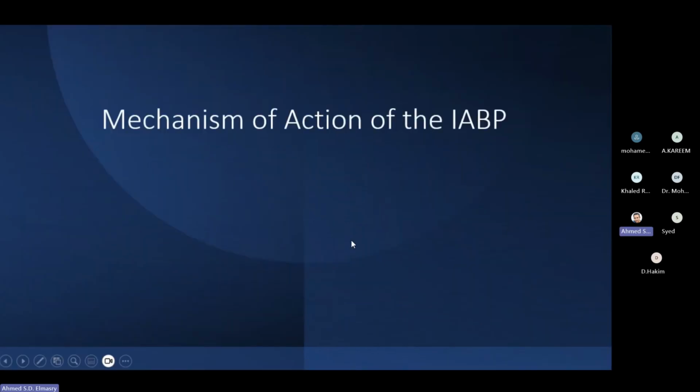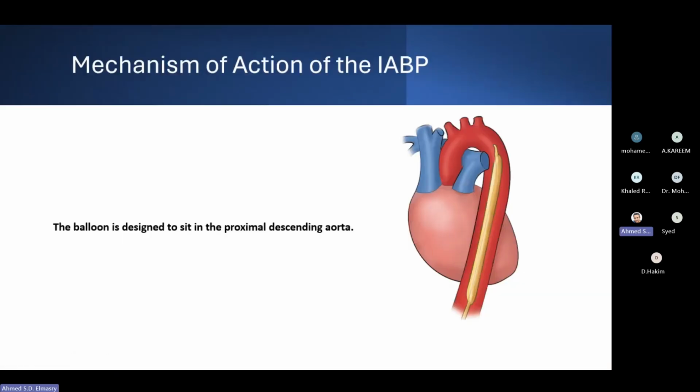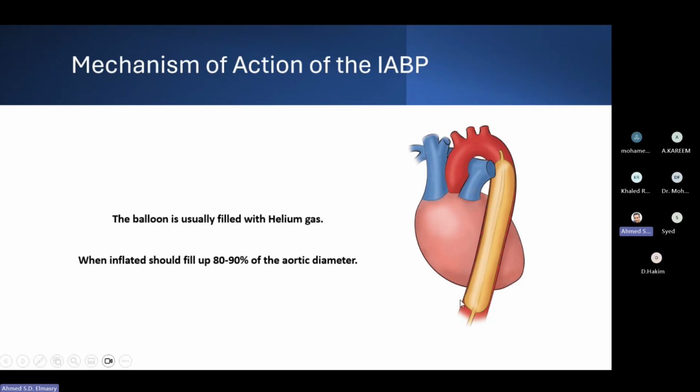The mechanism of action of the intra-aortic balloon. The balloon is designed to sit in the proximal part of the descending aorta. In this part of the descending aorta, there is no blood supply to major organs, so the balloon will sit here, and when inflated, it will almost occlude around 80 to 90% of the aortic diameter.